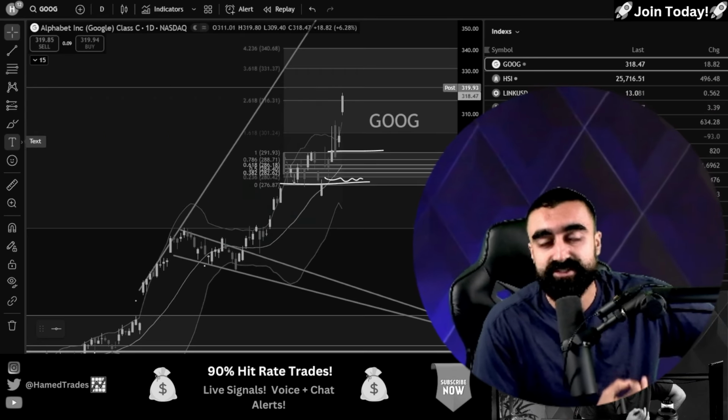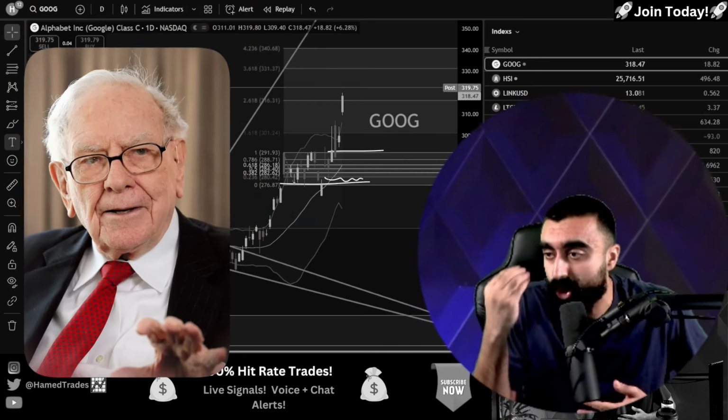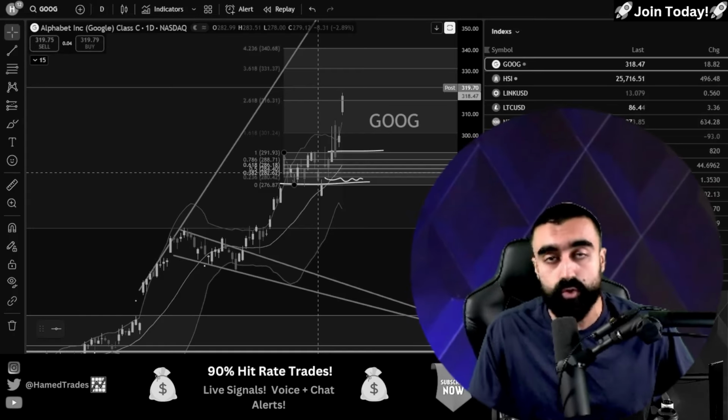Why would you want to be bearish on the market when Warren Buffett is entering long on Google at all-time highs?